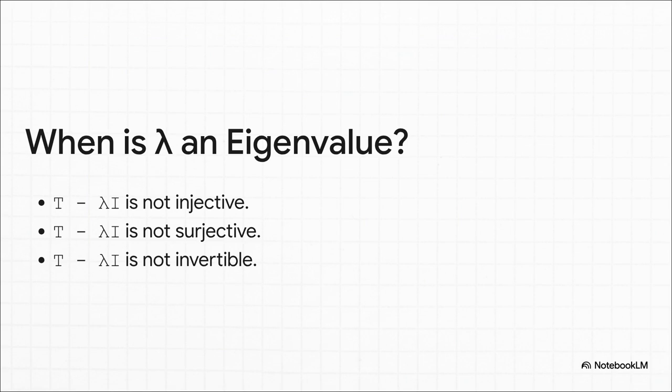It means that this new operator we create, T minus lambda I, is kind of broken. It's not invertible, which means you can't undo it. It's not injective, which means it squishes some different vectors into the same spot, so you lose information. And it's not surjective, meaning there are some parts of the space it just can't reach anymore. Finding an eigenvalue is like finding the exact number that causes this fundamental breakdown.